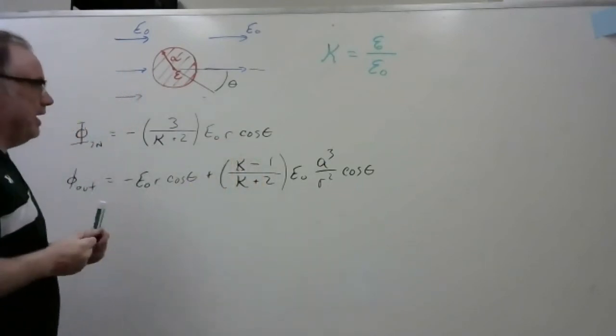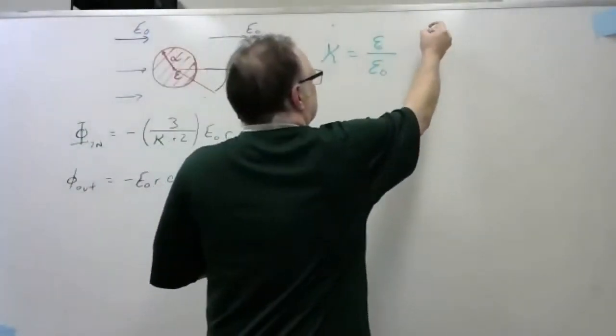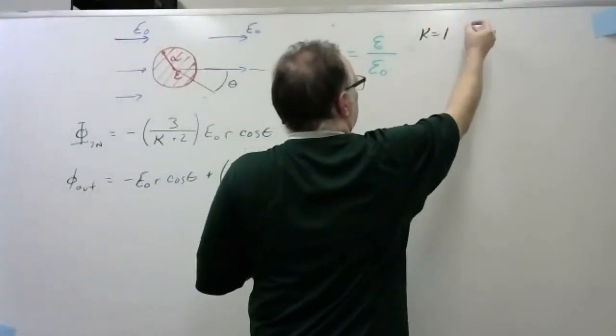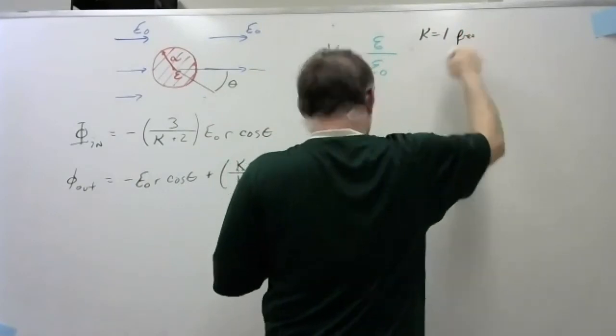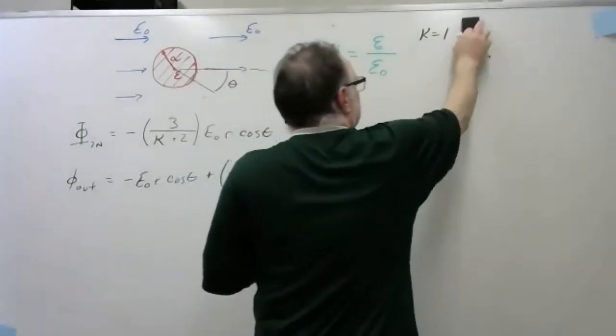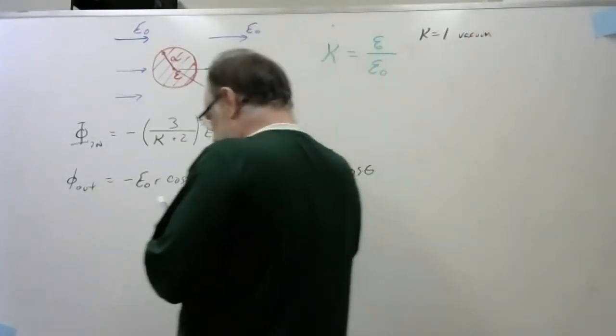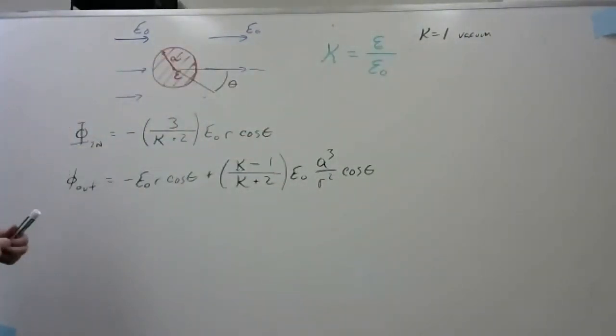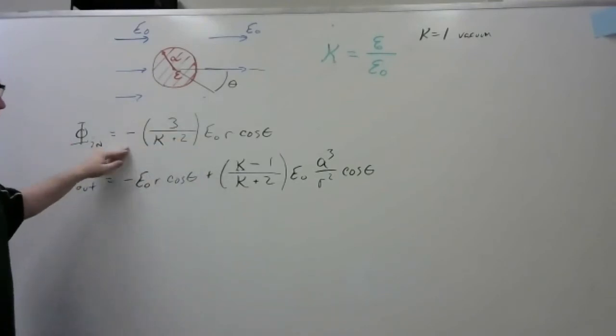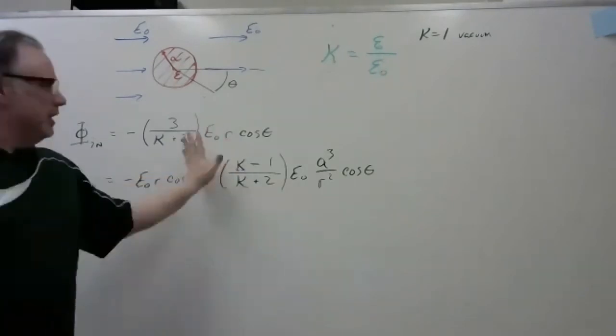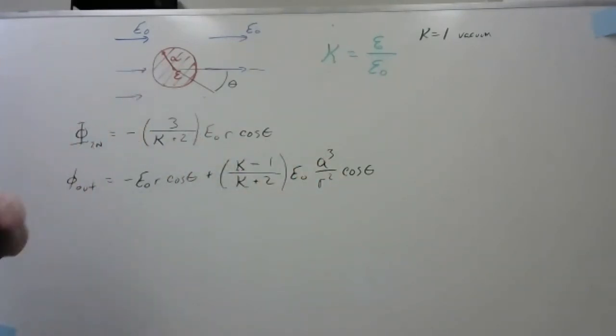And for kappa equal to 1, that would be free space or a vacuum. So notice what would happen. If we put kappa equal to 1 in here, then this becomes just 1, and I get the same field that I have outside. Kappa equal to 1, all this stuff drops out. That's good, because if I put nothing there, then I should just get the electric field that I had in the first place. Yay. All right, so there's phi in, phi out.